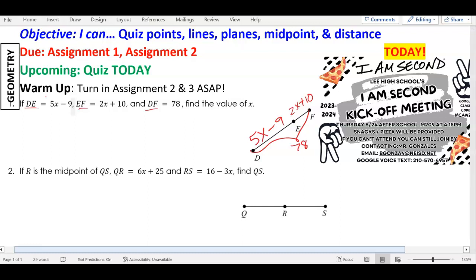What do I do with this? Am I setting something equal? Am I adding some stuff together? How do I set this equation up? So let me ask you, are these two things equal? Should I set them equal? What do y'all think?